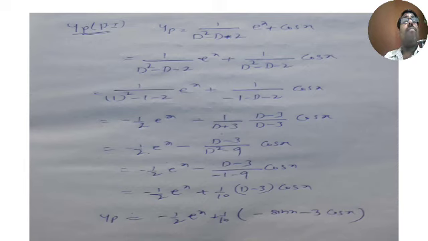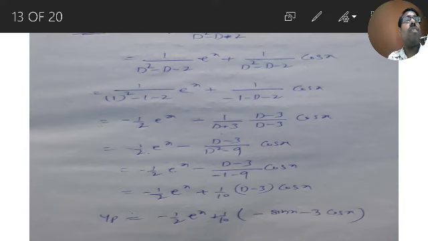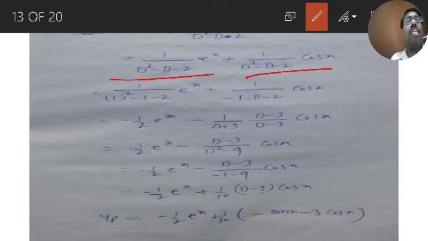What is yp? 1 by d square minus d minus 2 of e power of x plus cos x. For e power of x, you have to solve by the first method, and for cos x, you have to solve it by the second method. Are you getting? So separate the terms, first and second method. First one, 1 by d square minus d minus 2 of e power of x. The second one, 1 by d square minus d minus 2 of cos x.